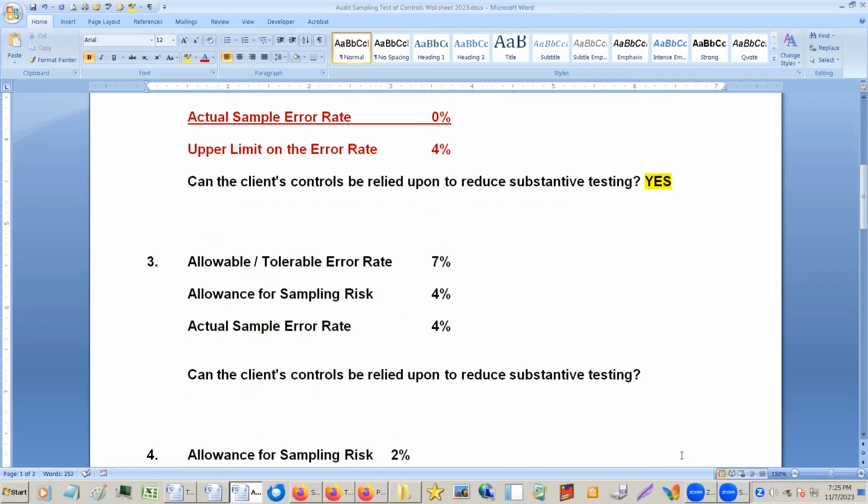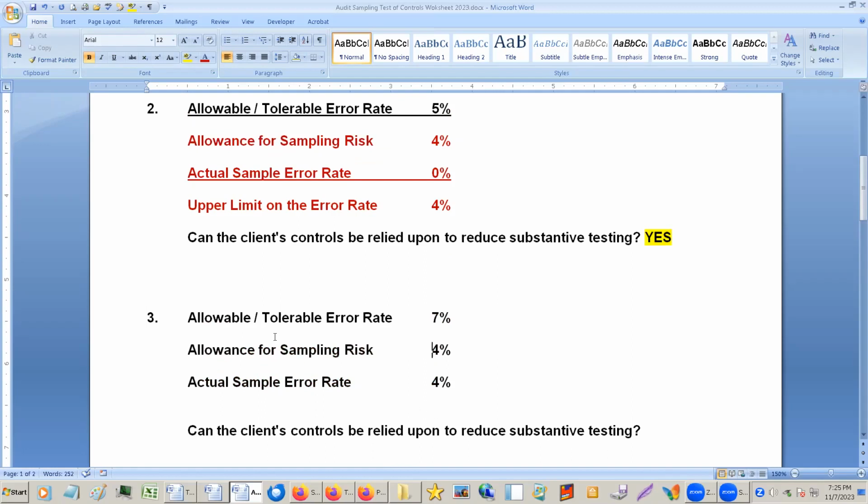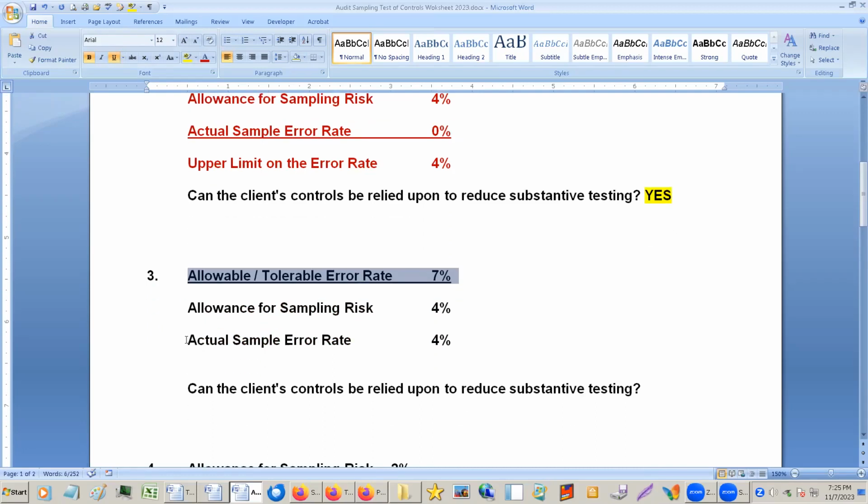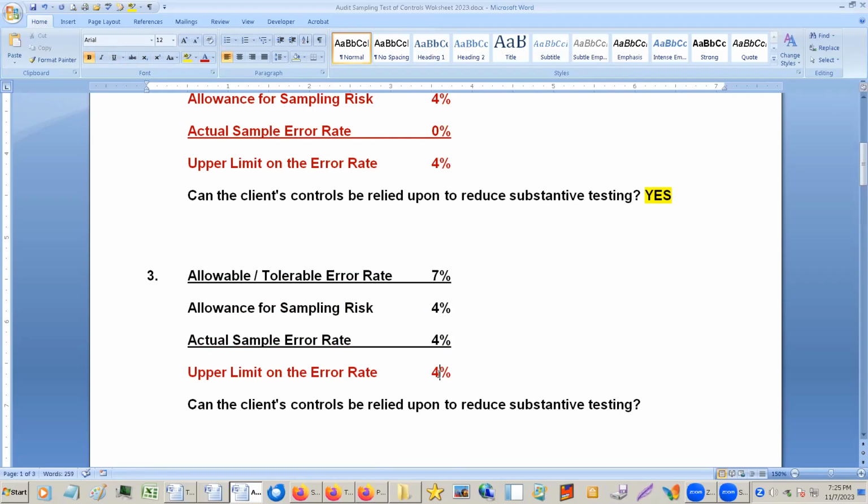How about this one? Can we rely on the controls? No. No, it's higher.